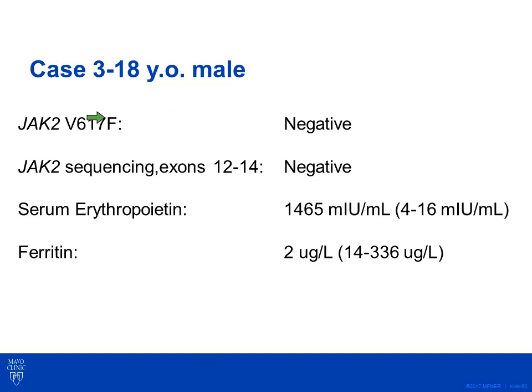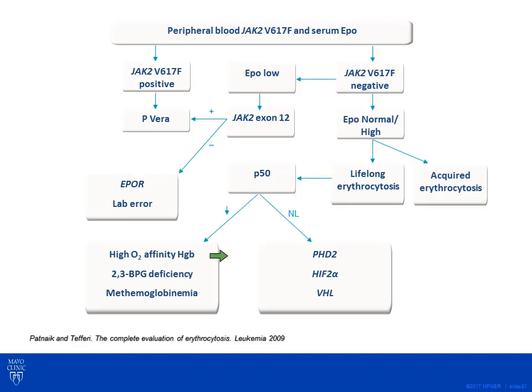Here is his JAK2 V617F and exon 12 to 14 sequencing. Both are negative. His serum erythropoietin is very, very high, sky high actually. And once again, his ferritin is very low. He is iron deficient. So we are once again going down this avenue here. It does appear strongly that this is a lifelong erythrocytosis.